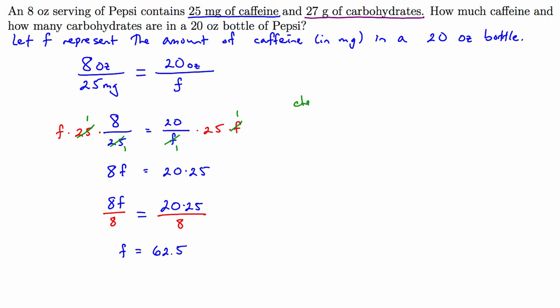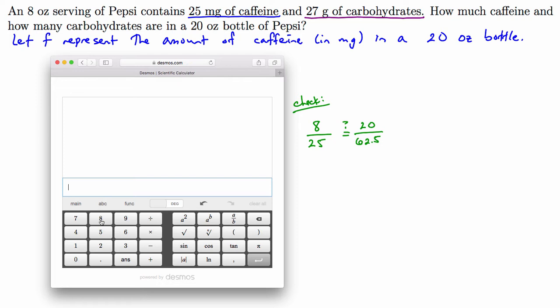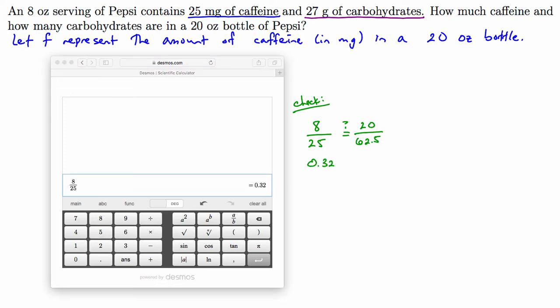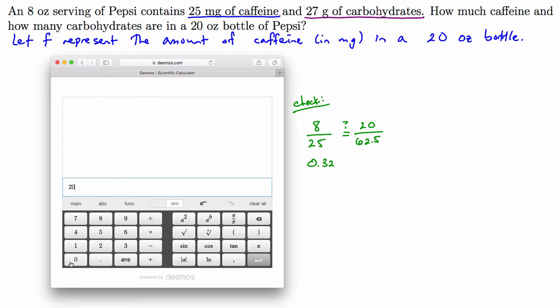As always, I'm going to check this. So I'm going to make sure 8 ounces being compared to 25 milligrams is actually proportional to 20 ounces being compared to 62.5 milligrams. We'll again use our calculator and check that these two fractions have the same value. So now checking, 8 divided by 25 is 0.32, and separately, 20 divided by 62.5 also gives us 0.32.